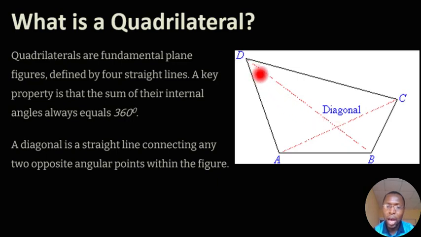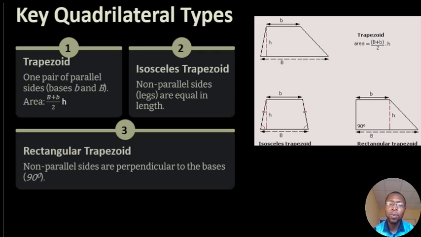You can also see an internal red line here. This red line is known as a diagonal. A diagonal is a straight line connecting any two opposite angular points within a figure. Okay, so the line that joins two opposite angles together is known as what? Diagonal. So we see that this line is joining angle B and angle D together. So this is diagonal 1, and this other diagonal also is joining angle C with angle A, that's diagonal 2. Alright, so that's about the quadrilateral definition.